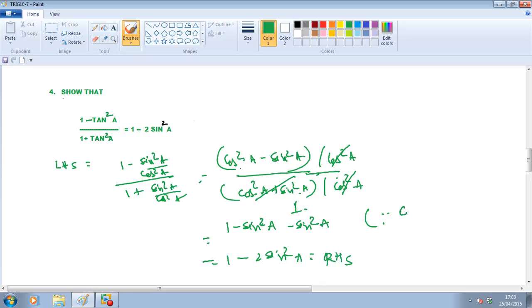Because cos square A plus sin square A is equal to 1, if you take minus sin square A on both sides, then this becomes 1 minus sin square A. Cos square A will be equal to 1 minus sin square A.